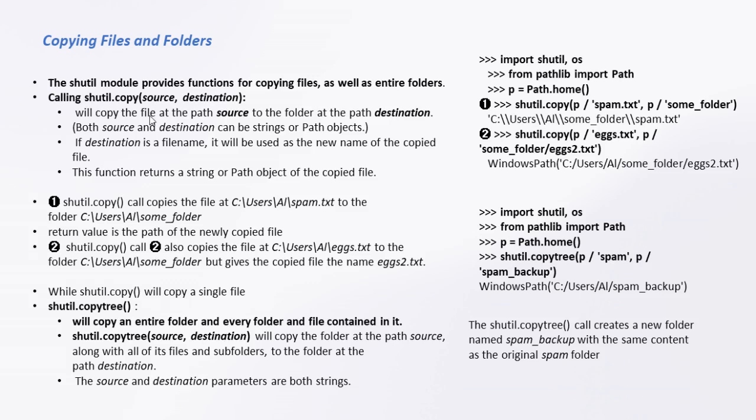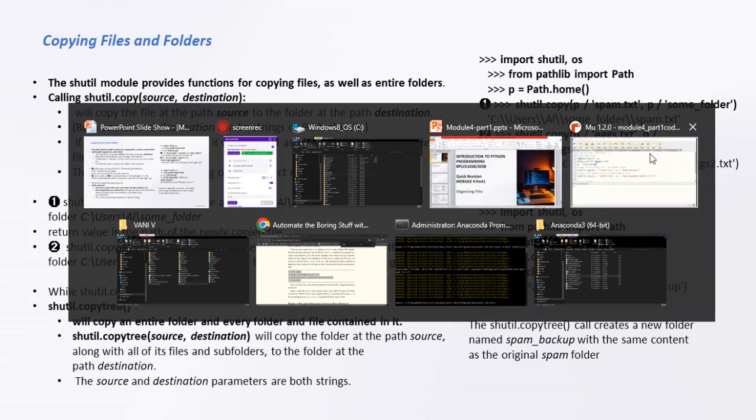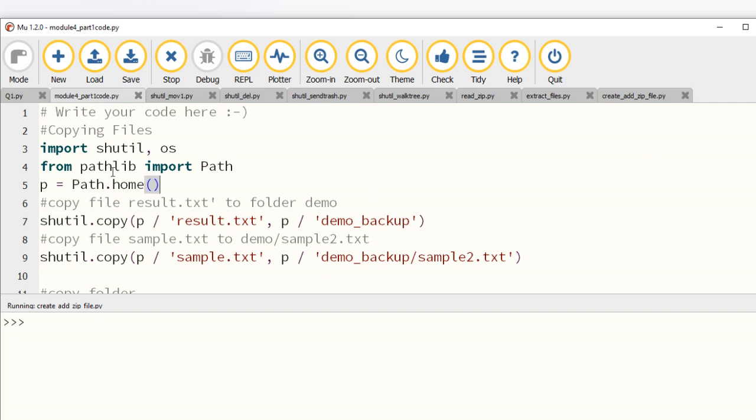So let's first see shutil.copy(source, destination). Source and destination can be a string or a path object. Let's see in the Python editor how this works. As I told you, first import the shutil module. You also need the os module. And after that I'm using the line from pathlib import Path. When I say Path.home, it will give us the path where I have this code as well as all the folders where I am working.